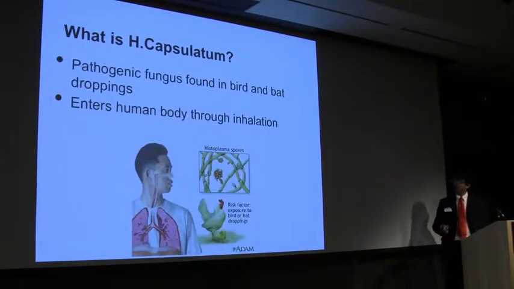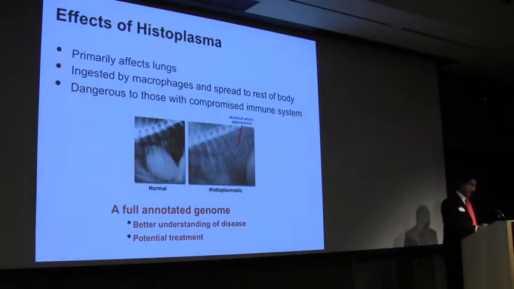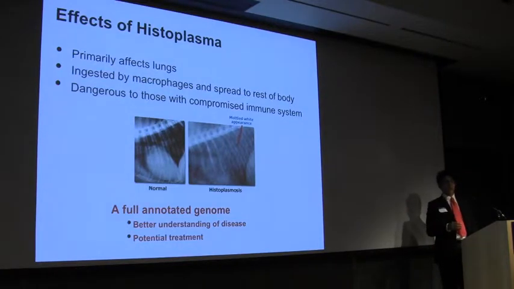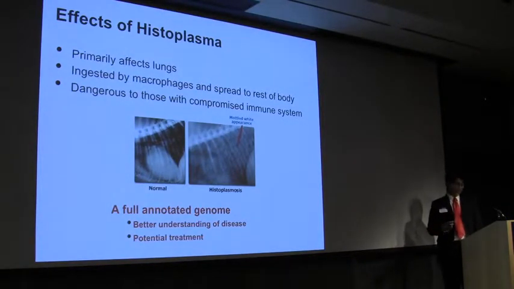So what is histoplasma? It's a pathogenic fungus that's found in bird and bat droppings, and it enters the human body through inhalation. It primarily affects the lungs, where it's ingested by macrophages and can be spread to the rest of the body. It can be deadly, and it's dangerous to those with compromised immune systems mainly, such as those with HIV/AIDS. And with over 1 million people having that disease, it's a pretty major issue. So a fully annotated genome would give us a better understanding of the disease and could lead to some potential treatment.